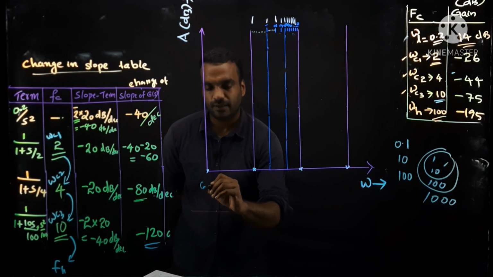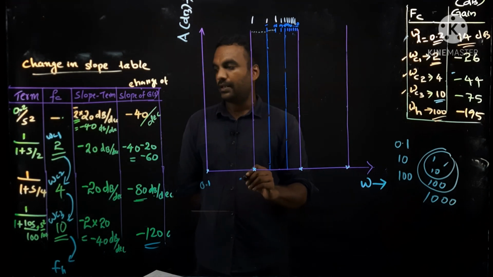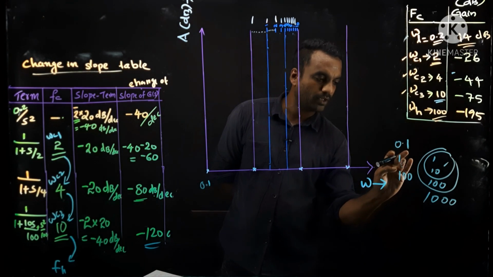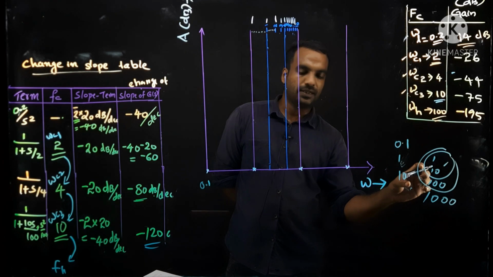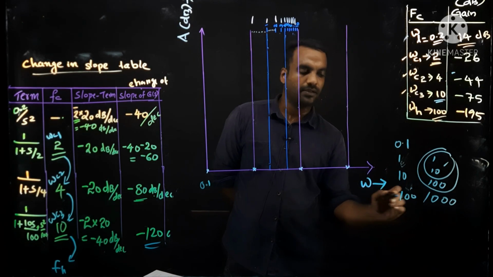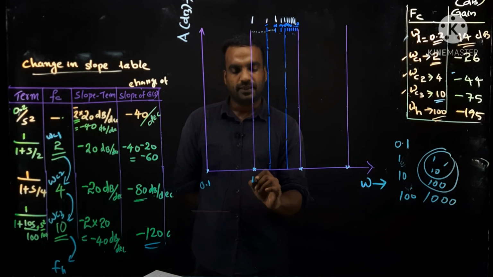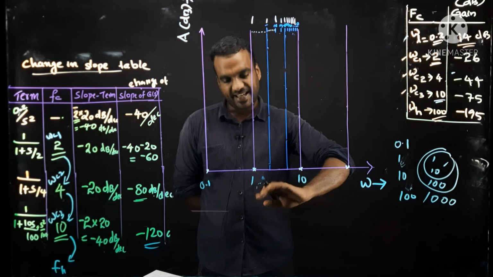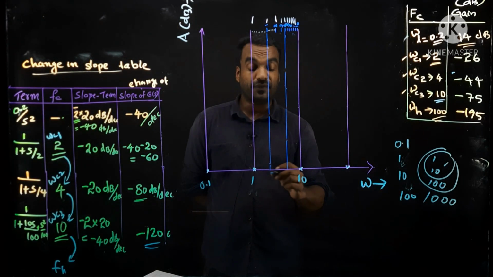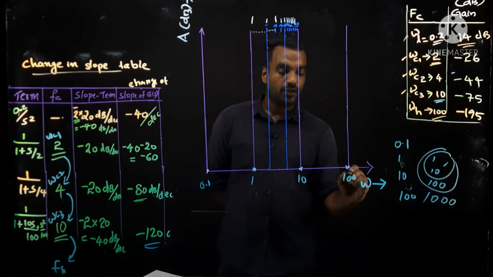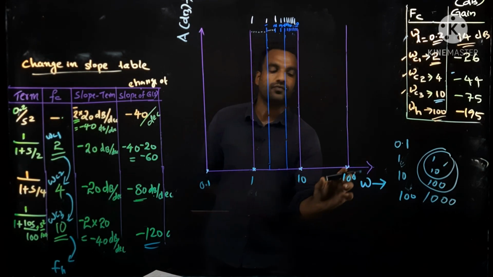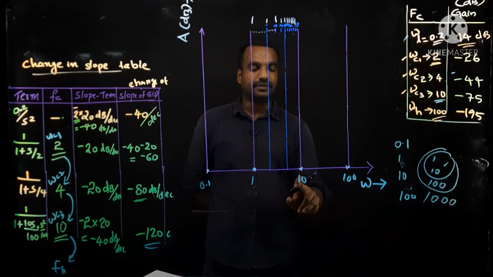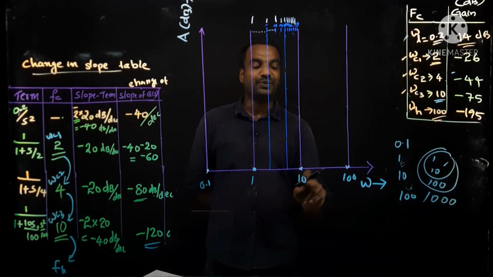So I am taking 0.1 here, and here is a mistake. If the first is 0.1, the second one will be 1, the third one will be 10 and the fourth one will be 100. Again I made the same logical mistake: 0.1, 1, 10 and 100. Now we are capable of representing 0.1 to 100. 0.1 to 1 is the first decade, 1 to 10 is the second decade, 10 to 100 is the third decade.